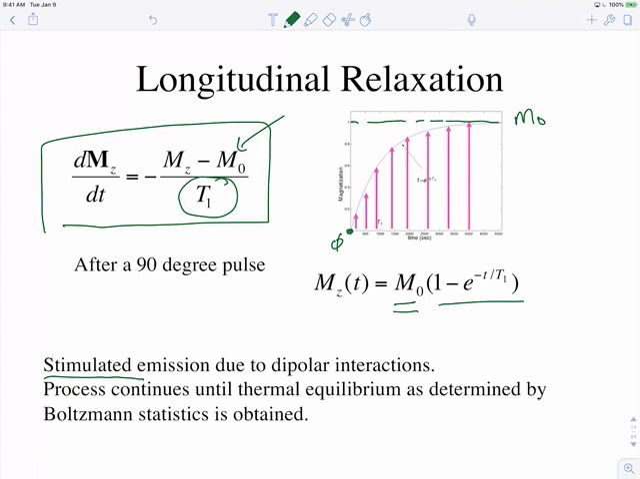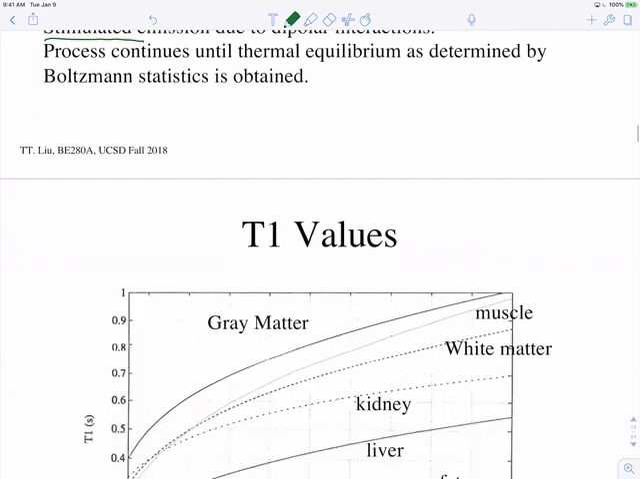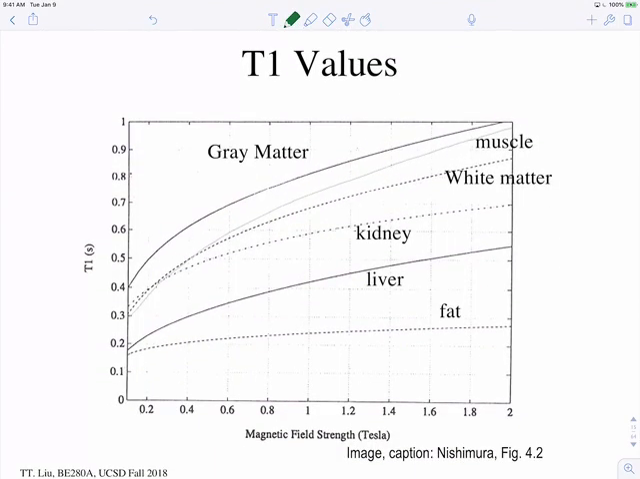That's called stimulated emission, and the kick has to be at the Larmor frequency. So it's a certain frequency of kick. Once they get that kick, then they go, okay, I'll give up my energy to the lattice. And that's going to determine how T1 varies with different tissues. So let's look at that variation.